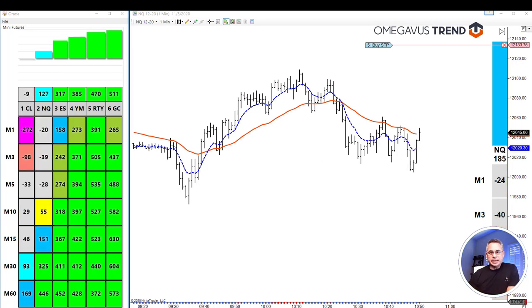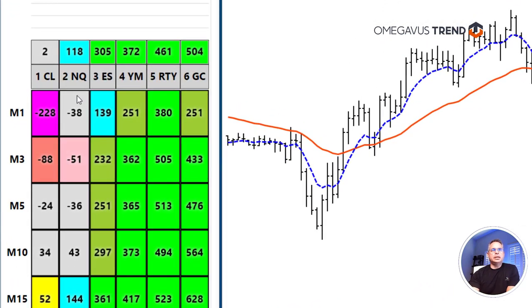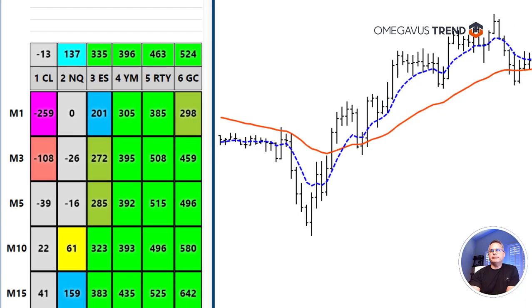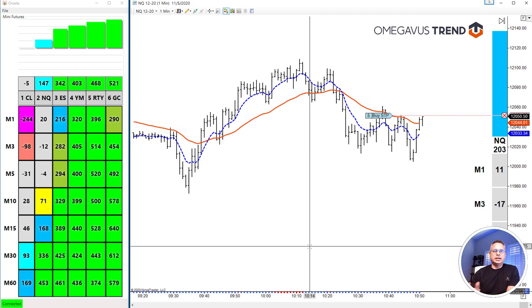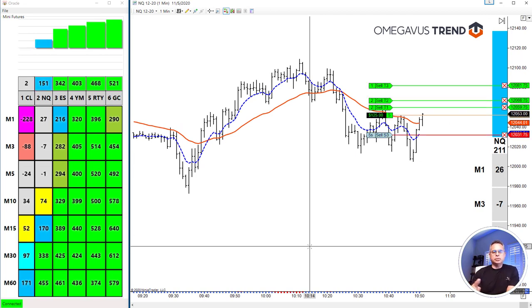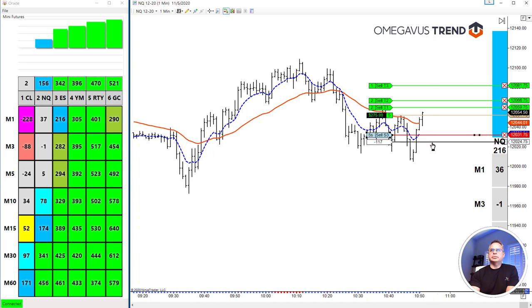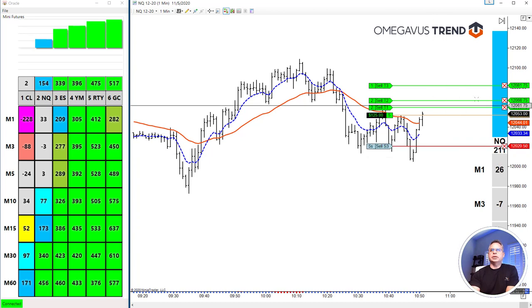All right guys, so we're back and let's just pay attention here to the Omegavus Trend. Notice how the NQ started to lose some momentum, shifting from the negative to the positive side. So I feel confident taking a long position at this point because the negative is shifting to the buying side. So here we are, we're in. I'm going to place my trail stop accordingly and I'm just going to let this go.